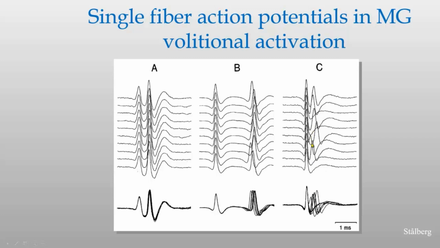This gives rise to fatigue, and it also gives the decrementing response on repetitive nerve stimulation. But this is the heart of the technique, that we can detect disturbed neuromuscular transmission before we have any blocking. That means a subclinical detection of abnormality.